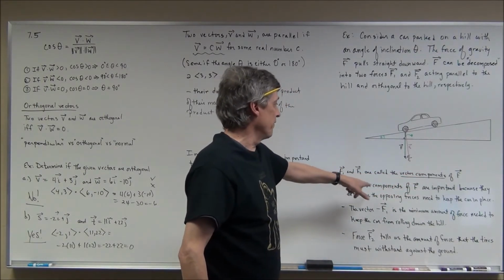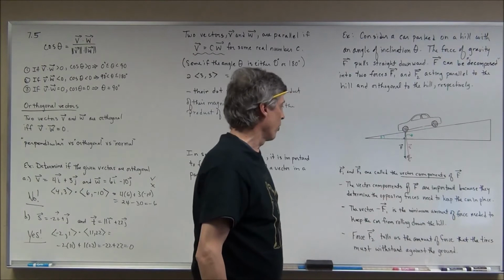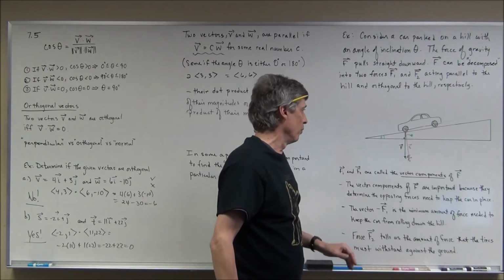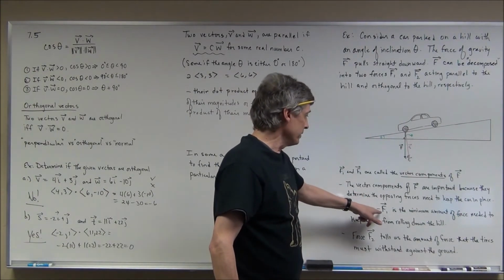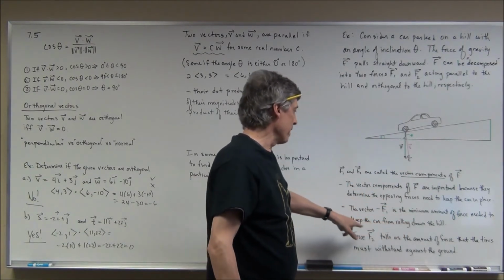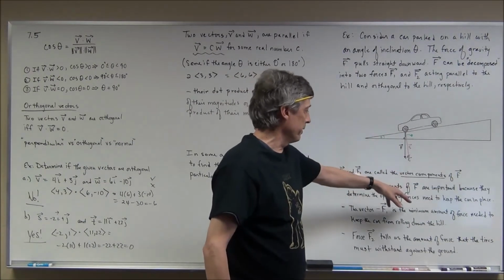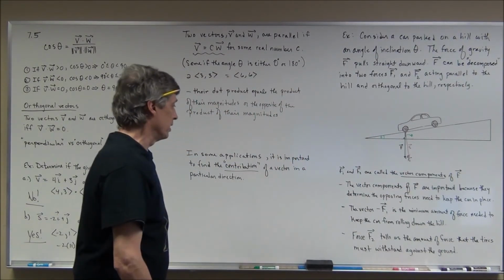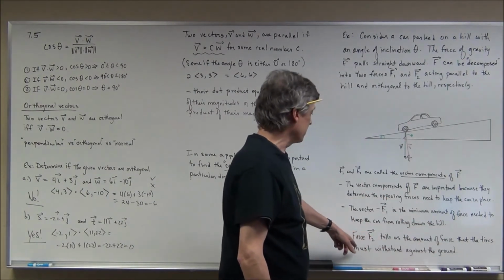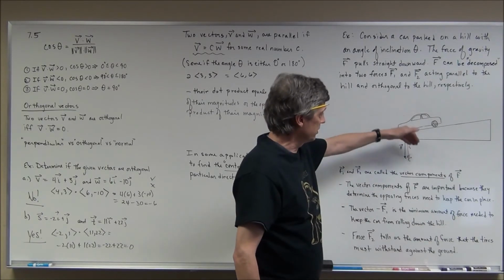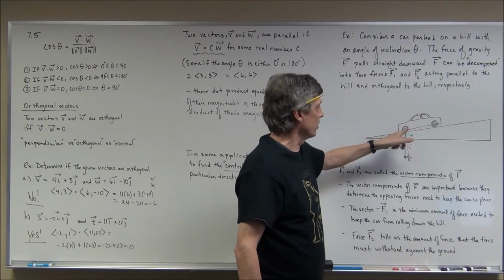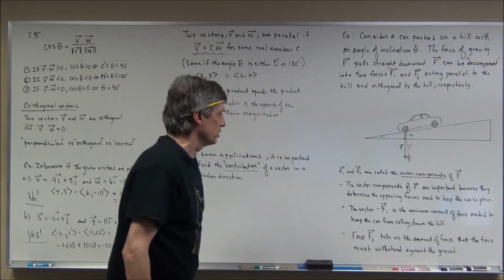Now it says the vector components of vector F are important because in this case they determine the opposing forces needed to keep this car from moving. The vector, the opposite of F sub 1, that'd be this way going this direction, is the minimum amount of force needed to keep the car from rolling down the hill. Gives you some appreciation for the emergency brake. The force F sub 2 tells us the amount of force that the tire must withstand upon the ground. As the car is being pulled down by gravity, it's putting pressure from the weight of the vehicle onto the tire, which is why you want to keep your tires in good condition.